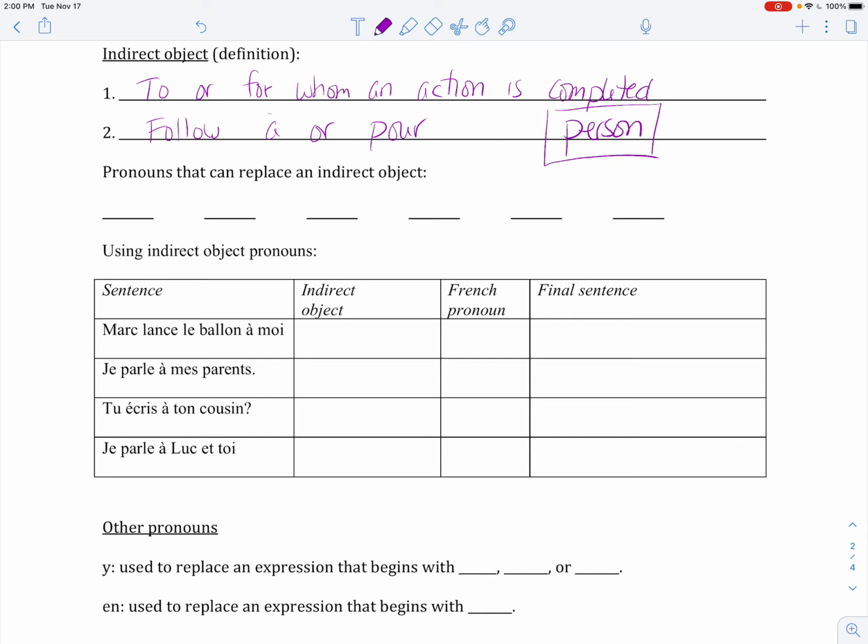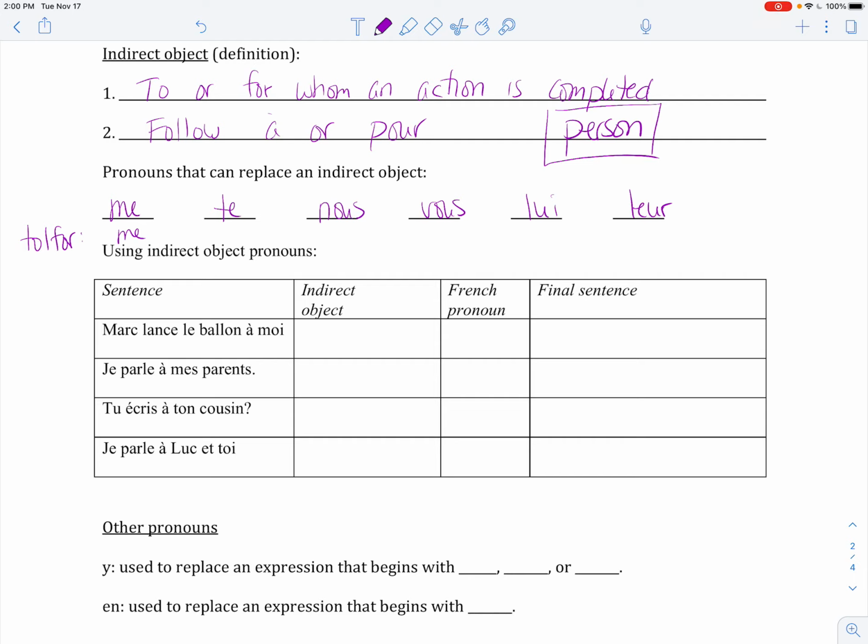It won't matter so much right now, but I want that in your notes, that an indirect object has to be a person. You're going to notice that there's some overlap. There are some pronouns that can be both direct and indirect. So we have me, te, nous, vous, and then the ones that are different are lui and leur. These are going to mean to or for. So me can be the direct object, like he likes me, because I'm what's being liked. It can also be an indirect object. You can do something to me or for me.